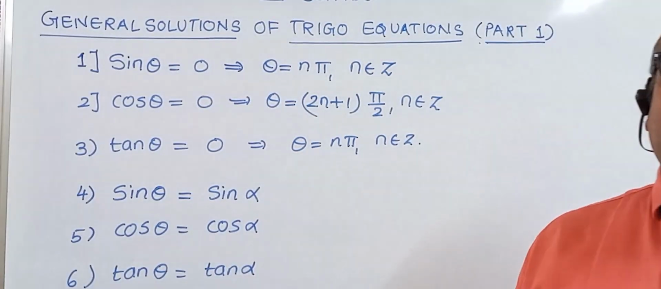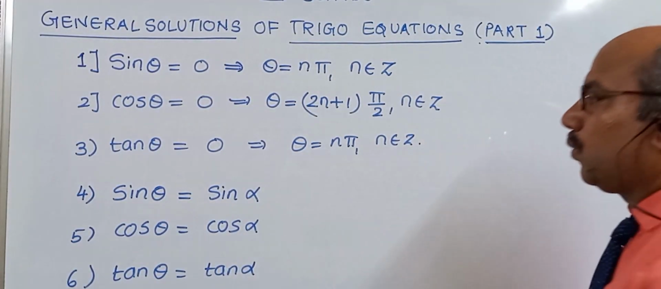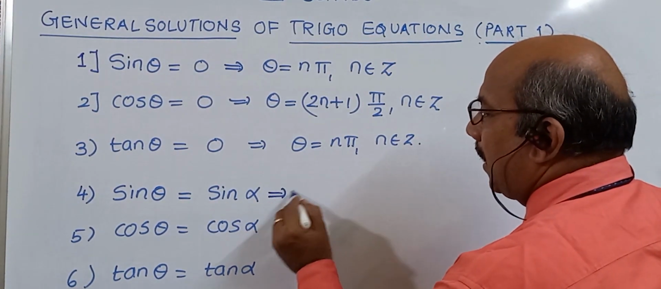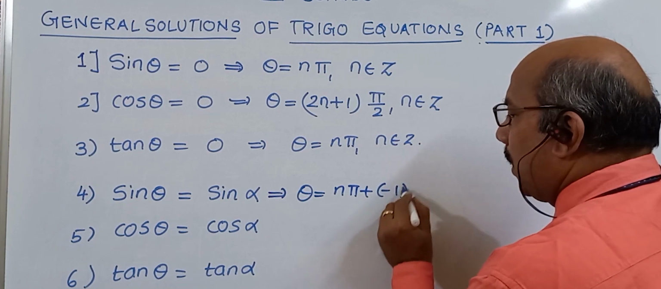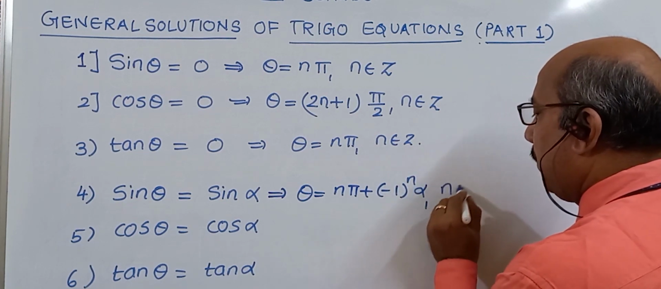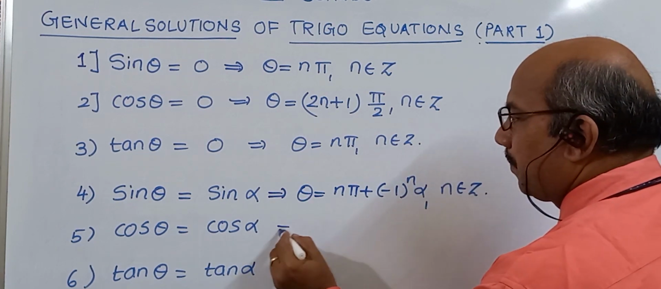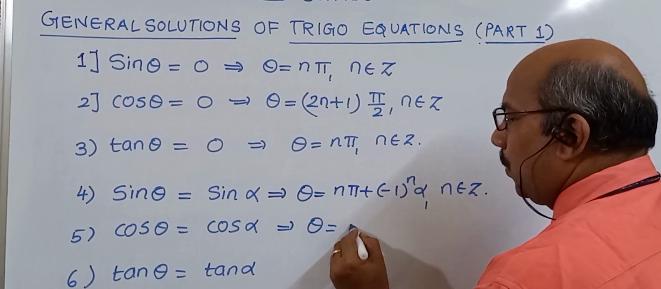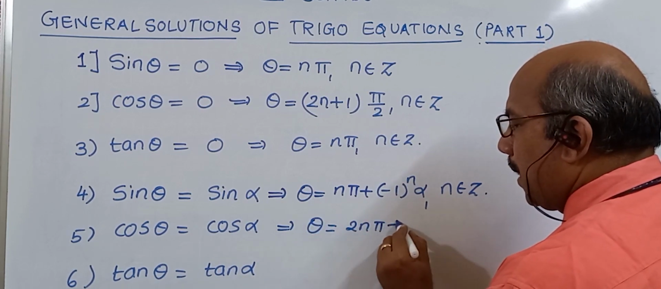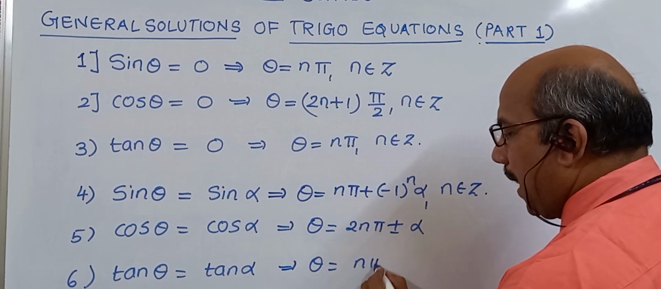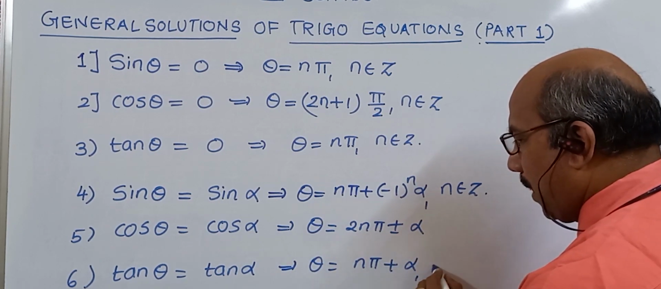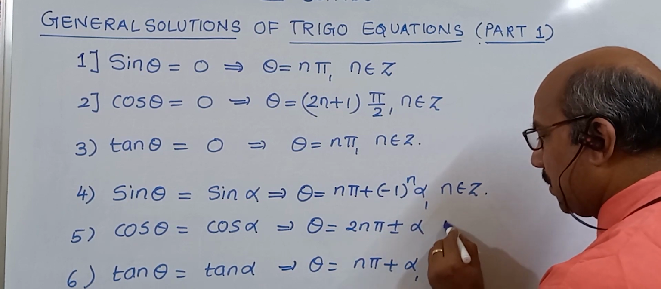Now these are the complicated ones, mostly the fourth one. Sin theta equal to sin alpha: theta equal to n pi plus (minus 1) raised to n alpha, n belongs to the set of integers. Cos theta equal to cos alpha: theta is equal to 2n pi plus minus alpha. Tan theta equal to tan alpha: theta equal to n pi plus alpha, n belongs to the set of integers.